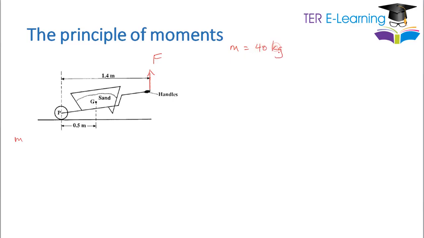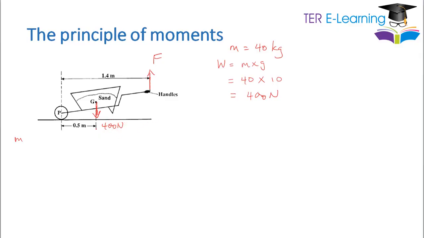Now you need to be careful with this because we are dealing with moments, so we're talking about forces. So we need to find the weight of the sand. So weight is equal to mg. That's the formula to find weight. And it's 40 kilograms multiplied by g. I'm going to assume g is 10. That's the gravitational field strength on Earth. So this is 400 newtons. So the weight of the sand, as acting this way, is 400 newtons.